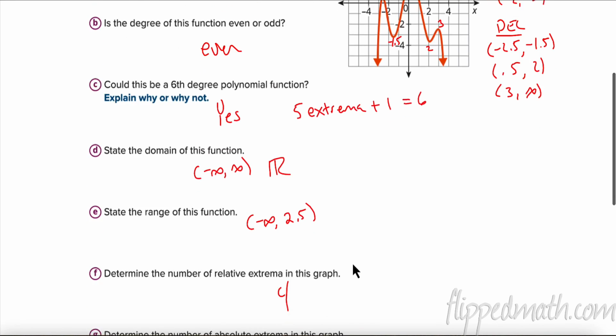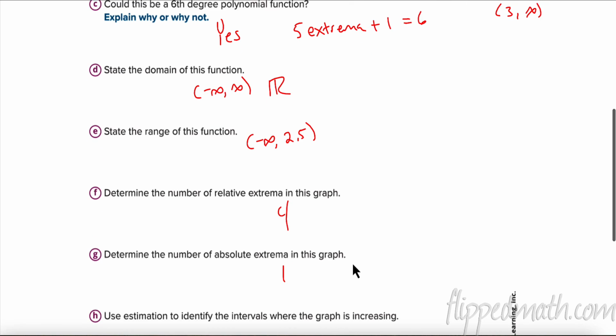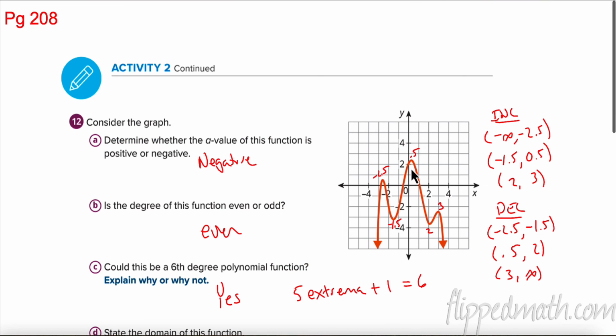All right. Number of relative extrema, I had 4 and 1 because this one right here is an absolute max. It's an absolute max. These other 4 are relative. They're the highest or lowest in their area, but this one is the absolute. And then increasing and decreasing: from negative infinity to negative 2.5, from negative 1.5 to 0.5, and from 2 to 3. Those are all increasing, going up. Decreasing from negative 2.5 to negative 1.5, and 0.5 to 2, and from 3 to infinity.